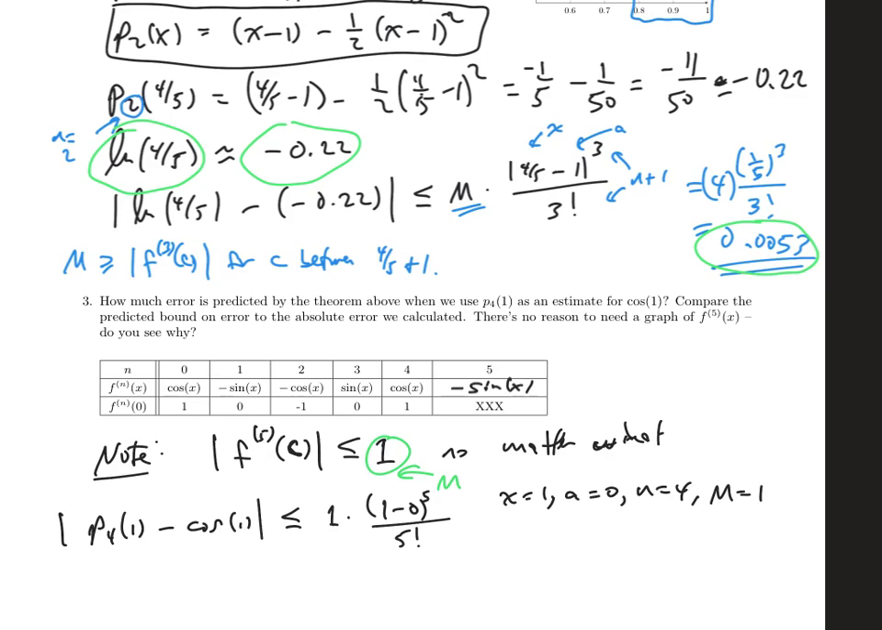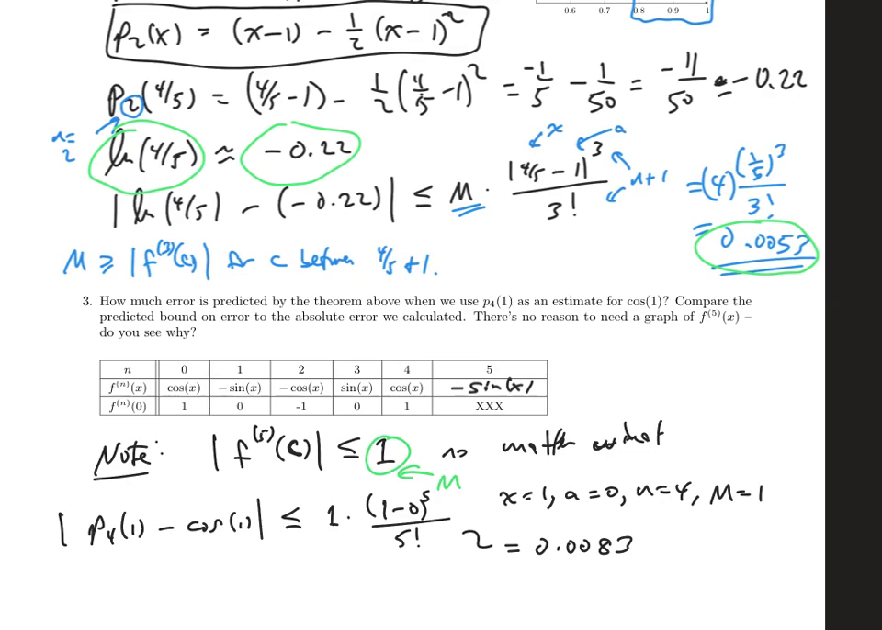So if I do this calculation, I just have 1. It's basically 1 over 5 factorial. And so that is 0.0083. So in the approximation that we did last time of P4 at 1 instead of cosine of 1, the theorem tells us that that approximation has to be within 0.0083.